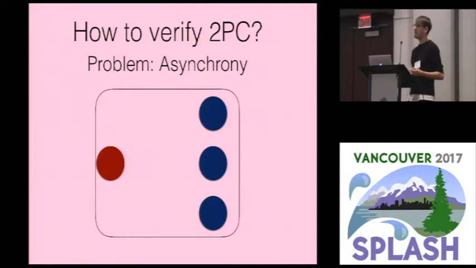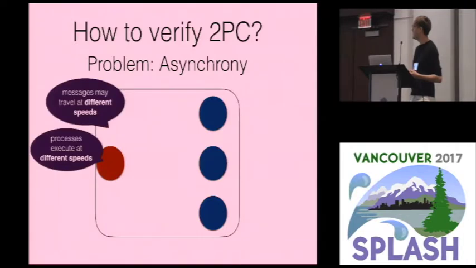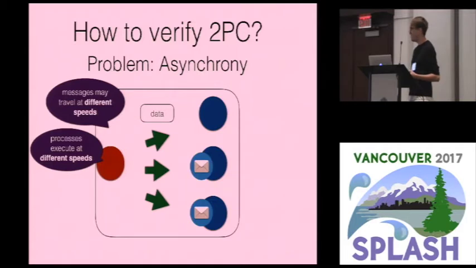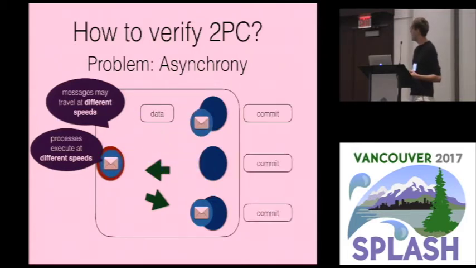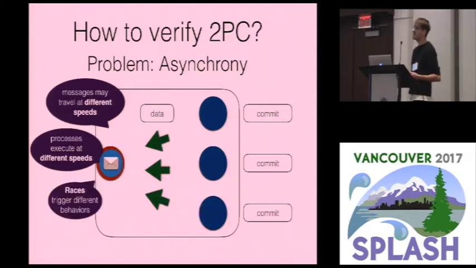There are two problems with these kinds of programs, and the first one is that they're highly asynchronous. The messages travel at different speeds across the network, and the processes execute at different speeds, which means that you get a large number of interleavings, and if you have races, different schedules might trigger different behaviors.